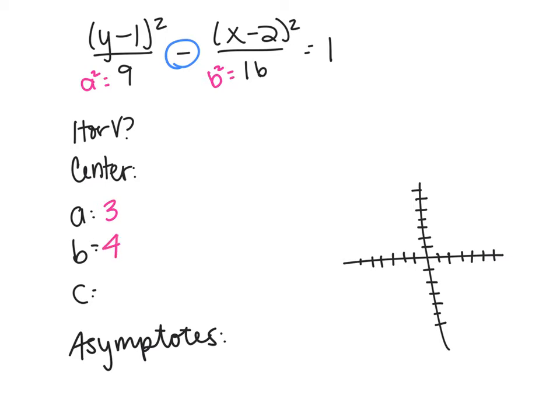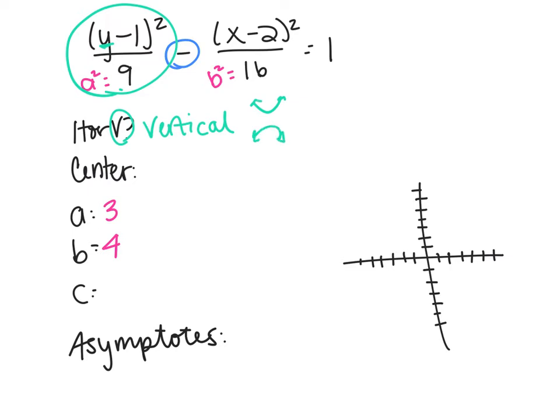So now to tell if it's horizontal or vertical, similar to ellipses, whatever number is with a tells you horizontal or vertical. So it's always the first fraction. Again, a is not always the bigger one, so the first fraction is going to tell you which you're dealing with. In this case, since y is first, that tells us we're dealing with a vertical hyperbola. And visually that means our two parabola-looking shapes are going to be opening up and down.